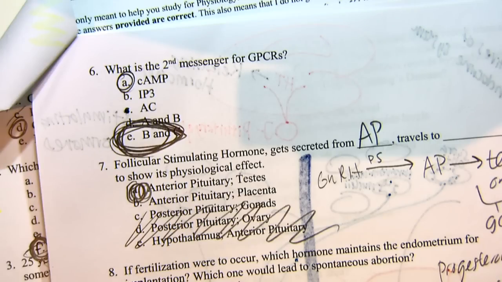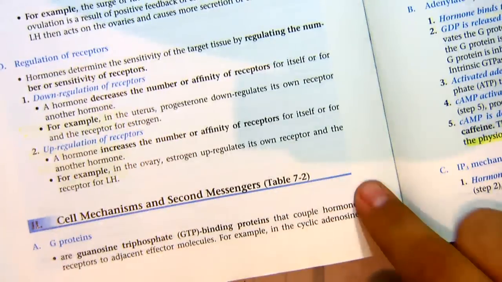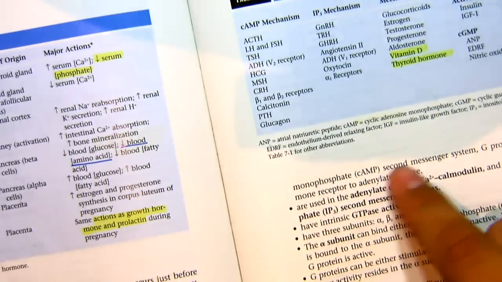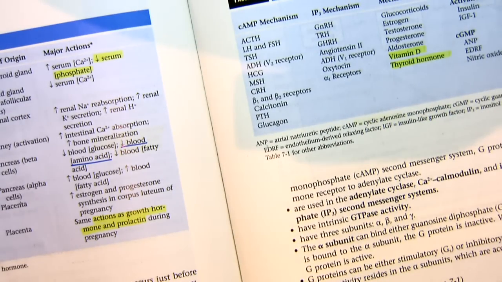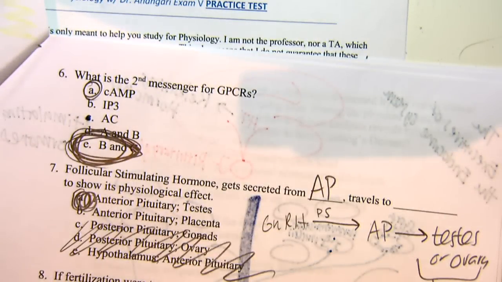On the BRS, it also mentions cAMP. Let's see. Yeah, I see it here. It says, for example, cyclic AMP, because AC moves to it. Okay, this is a bad question because in the BRS it says G protein coupled and cyclic adenosine monophosphate, so cAMP is the second messenger. Man, that's a bad question, I guess.